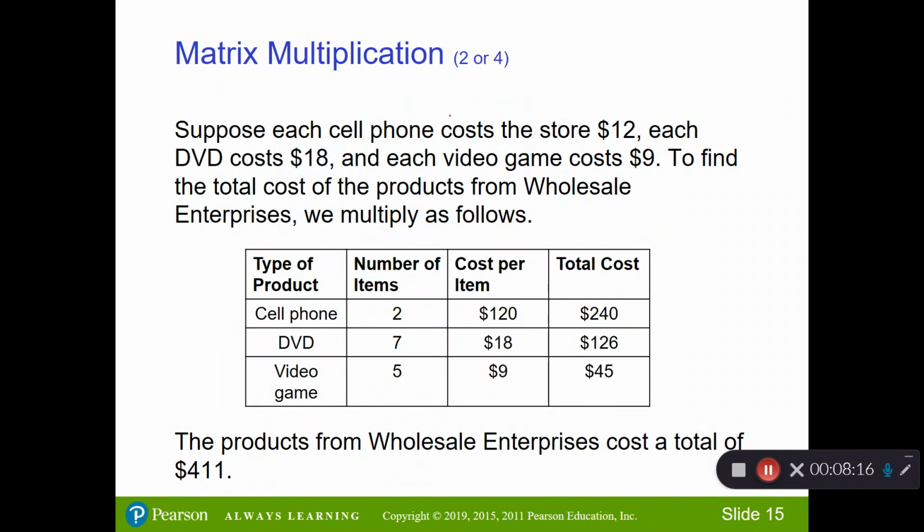Now, if each cell phone costs $120, the DVD costs $18, and the video game costs $9, then to get the total cost, I'd multiply the number of items times the cost per item, like so. So 2 times 120 equals 240. So, like we would go there, okay? So, the products from Wholesale Enterprises would cost a total of $411.